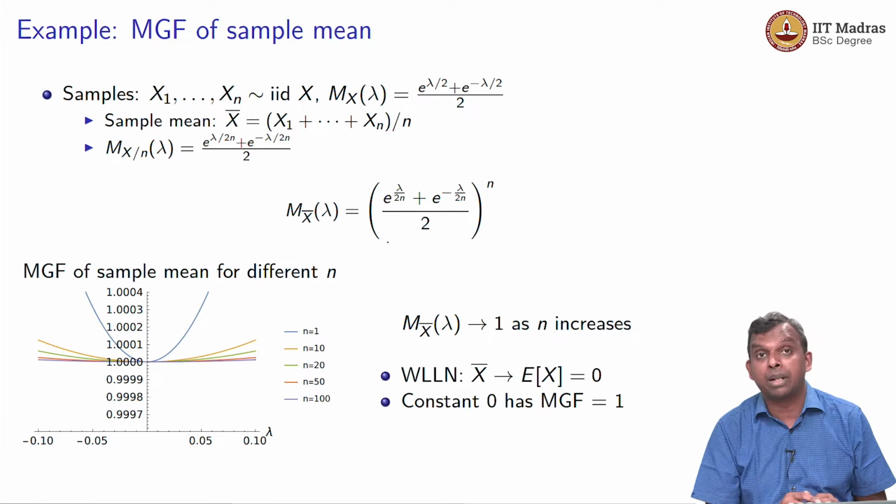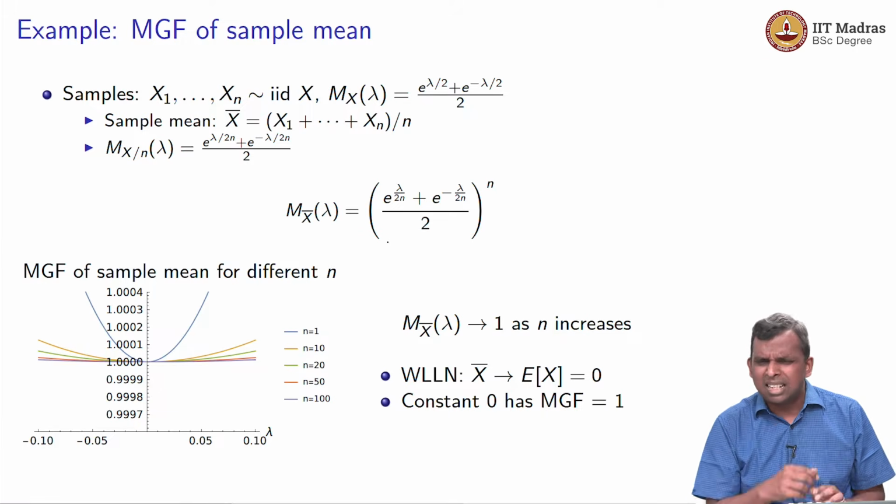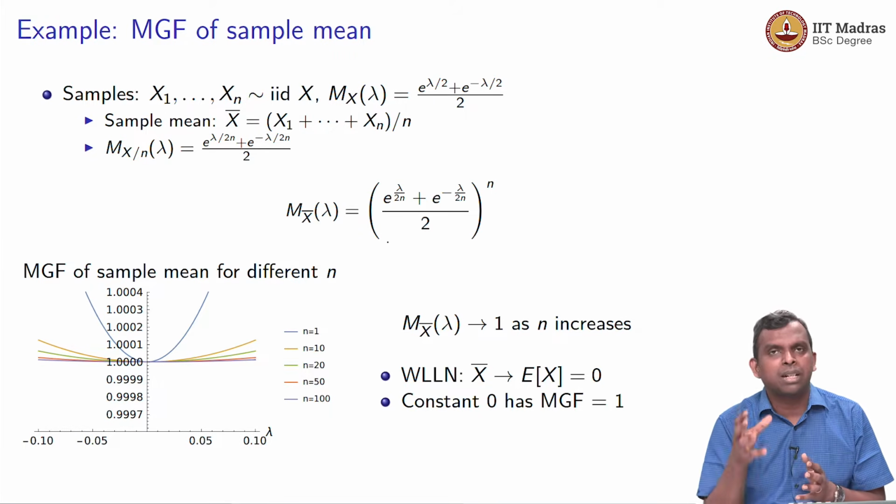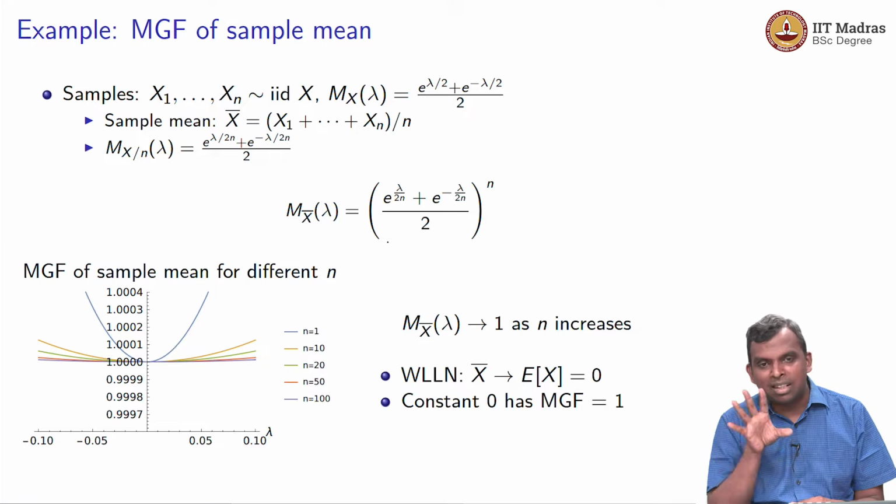Why should this not be surprising to you? Because we already know from the weak law of large numbers there is some sort of a convergence for x bar towards the expected value. What is the expected value of x? It's centralized Bernoulli half, of course, is 0. So I know x bar is somehow converging to 0.